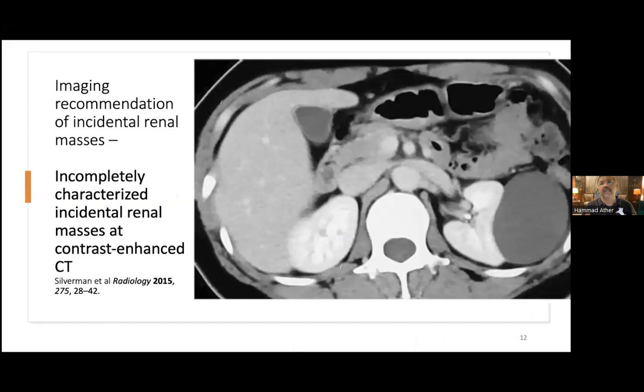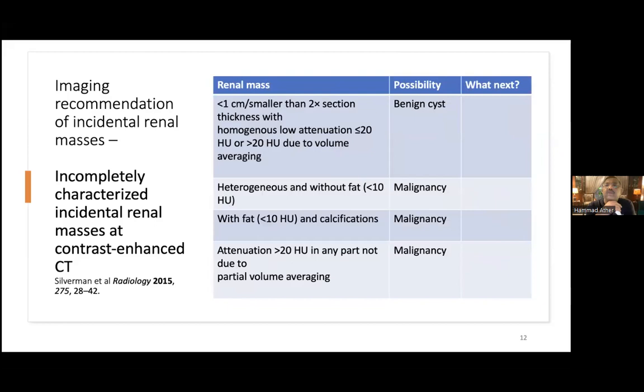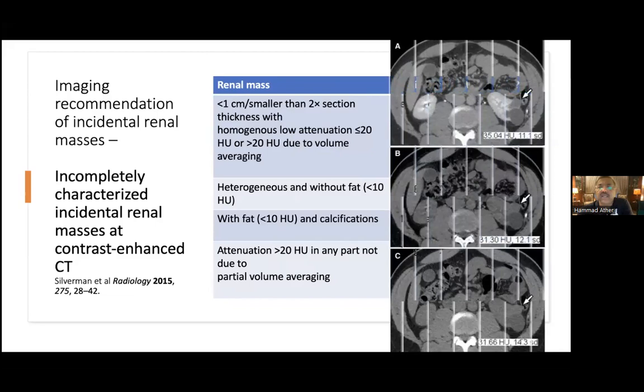Similarly, contrast enhanced CTs are sometimes done, and they would also identify patients who've got lesions, renal masses, which cannot be categorized because the CT was not done with the renal protocol. So you need to be careful what kind of mass you're looking at, and there are certain masses which probably would just be categorized as a benign cyst and would not require any further imaging. Heterogeneous without fat, greater than less than 10 Hounsfield unit, with calcification and hyper-attenuating masses raise a high degree of suspicion for malignancy, and they should be further investigated by contrast-enhanced renal protocol CT scans.